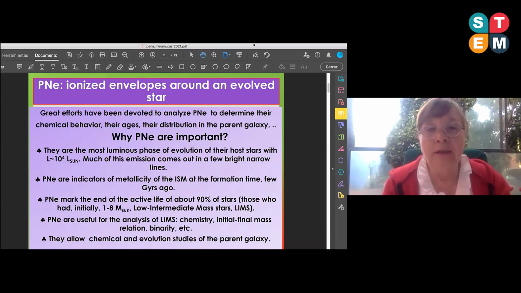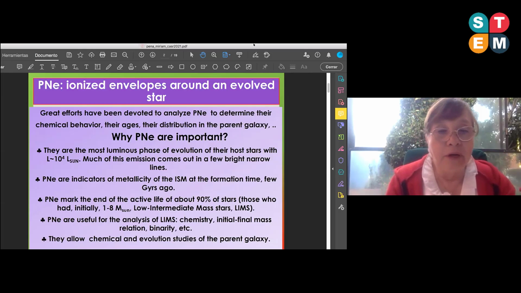And why are planetary nebulae important? Because they are the most luminous phase of evolution of their host stars, with luminosities of about 10,000 solar luminosities. Much of this emission comes out in a few bright, narrow lines. Also, planetary nebulae are indicators of the metallicity of the interstellar medium at the formation time of the star, a few giga years ago.